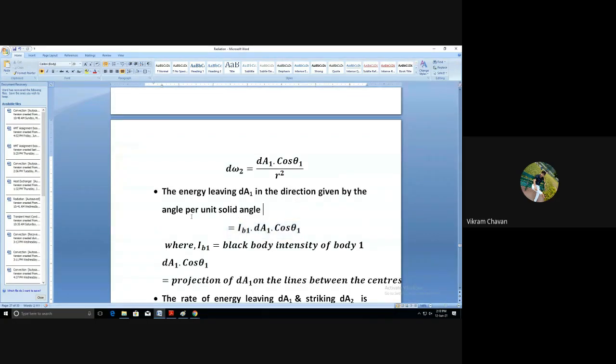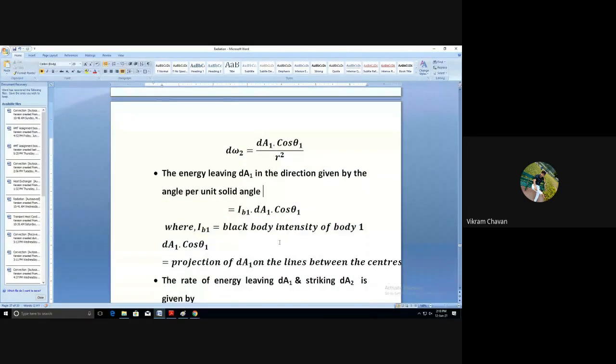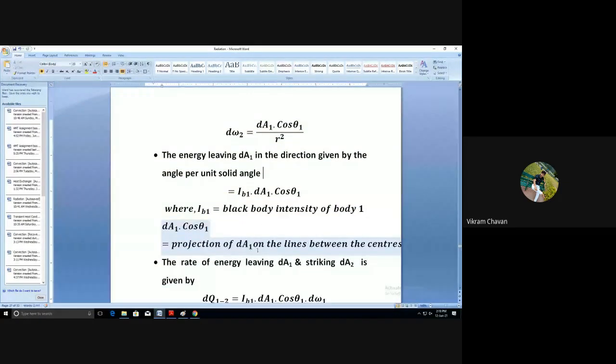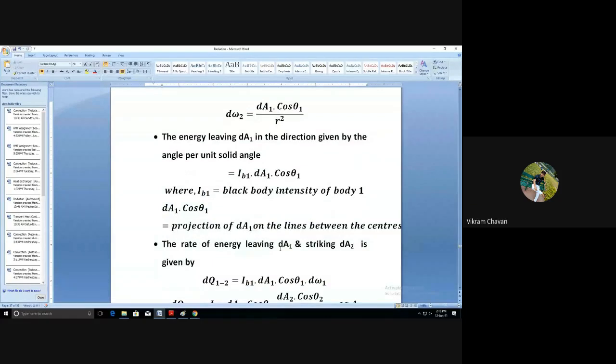Remember that this formula is per unit solid angle, and when we consider only the energy leaving, we have to multiply with the solid angle. Here IB1 is the black body intensity of body 1, and dA1 cos theta 1 is the projection of dA1 on the line between the centers. Then the rate of energy leaving: here we are considering the total energy, the energy leaving dA1 and striking dA2.